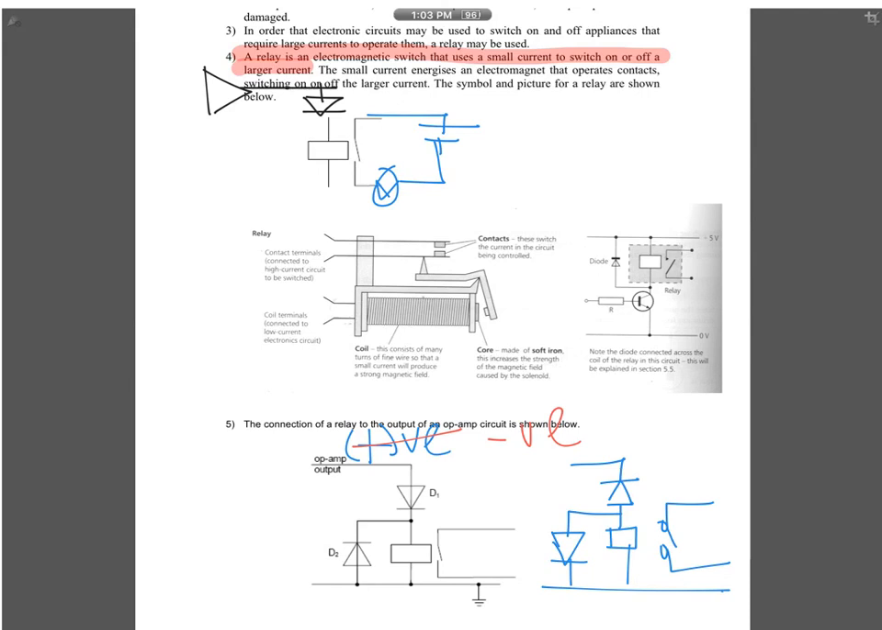Because now when the output is negative here, current will flow, from 0 to your output negative, so then this relay will turn on. But the moment it turns positive, current cannot flow because the diode is pointing up. So the sudden surge in current will now be dissipated harmlessly through your coil here.